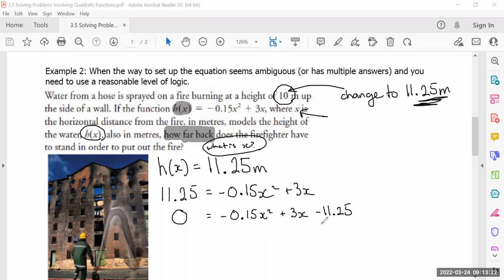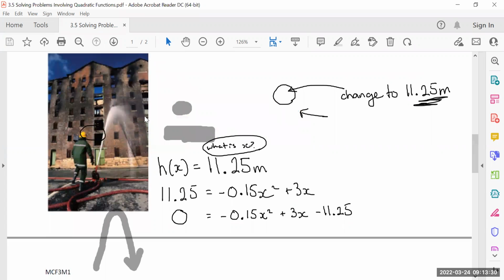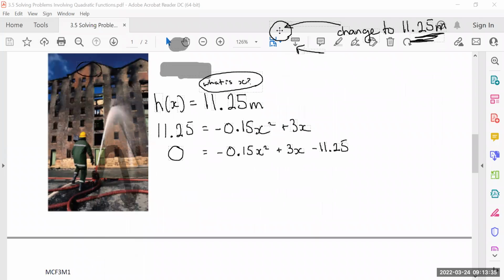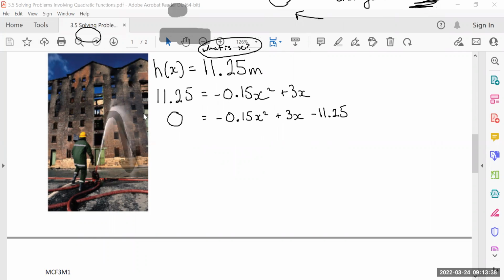Okay, so looking at this, again, it should look familiar. You need to factor. So let's do so. I'm going to move this down to have some more space. But that number in front, so that 0 equals 0, negative 0.15 seems a little annoying. And the reason why I gave you 11.25 is so that I could do this. I am going to check if I could factor out that number in front.